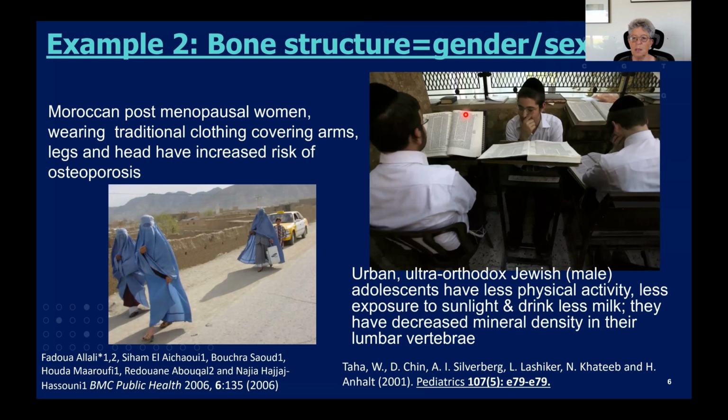Similarly, gender and religion can affect male bone development. In this example, we see that urban ultra-Orthodox Jewish male adolescents have less physical activity because they're studying the Torah inside, less exposure to sunlight, and they drink less milk because of dietary laws. And they also have decreased mineral density in their lumbar vertebrae. So again, there's not a pure male bone, but there is male bone that is structured within the context of gender expression within a particular religion.